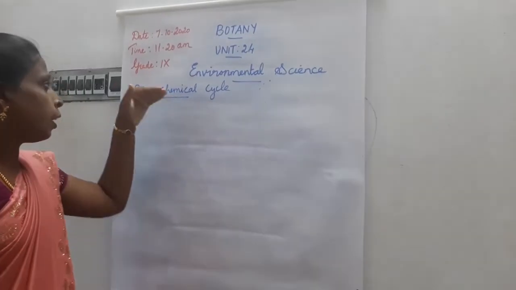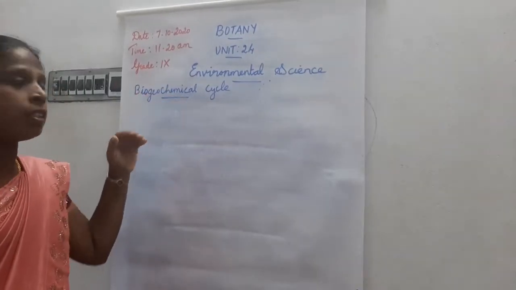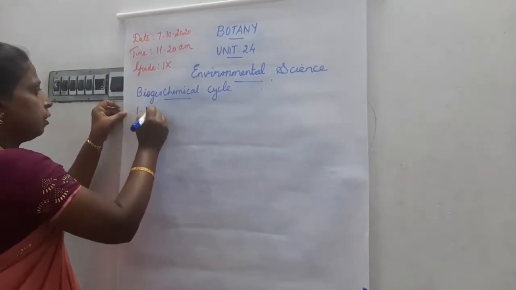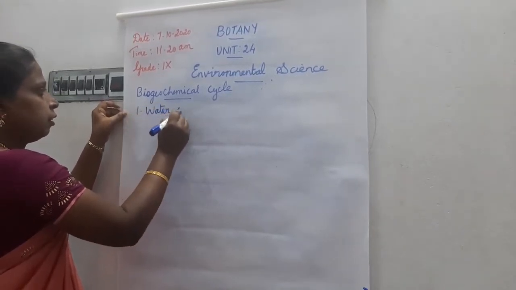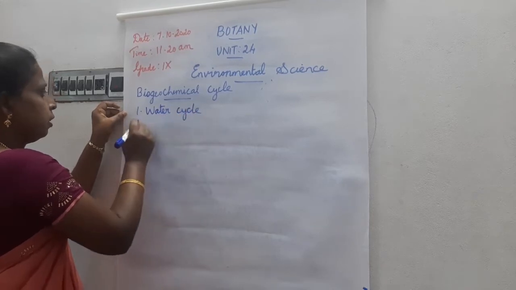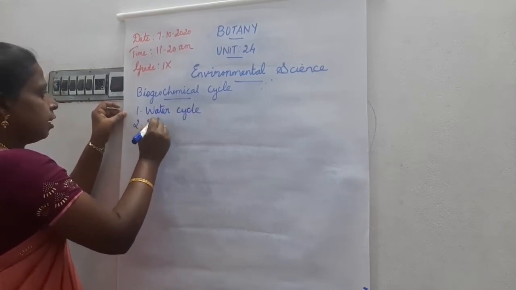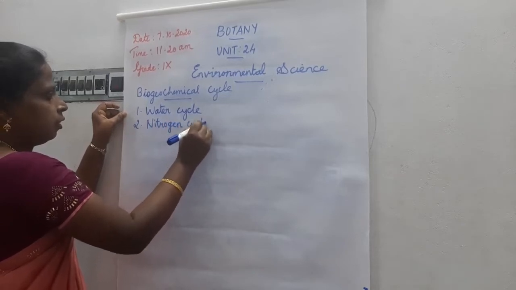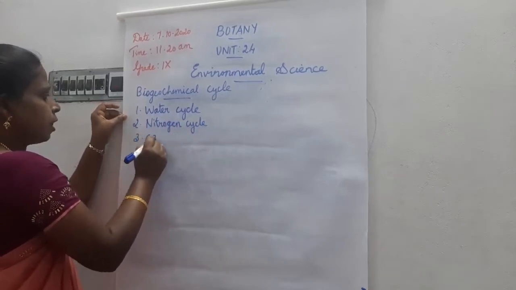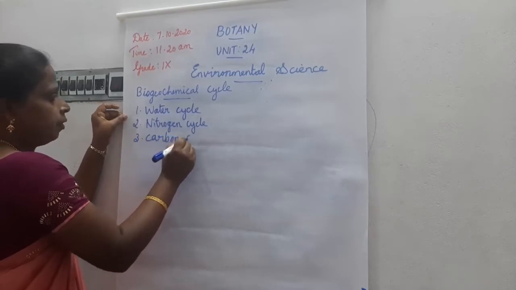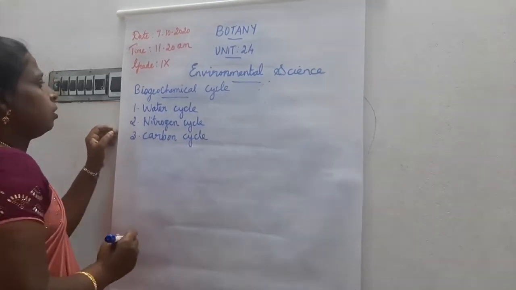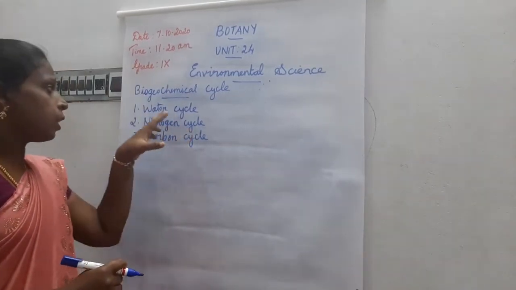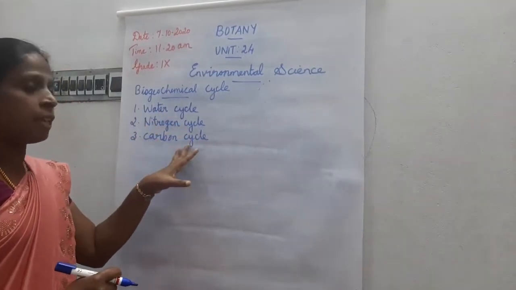Under that, the biogeochemical cycle can be classified into three types. They are the water cycle, the nitrogen cycle, and the third one is the carbon cycle. So the biogeochemical cycle can be classified into three types: water cycle, nitrogen cycle, carbon cycle.